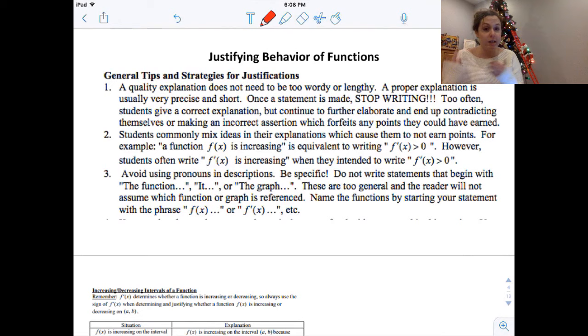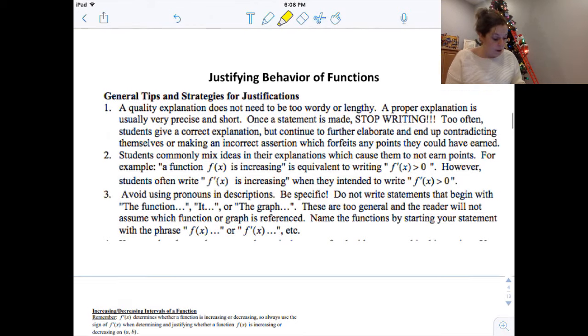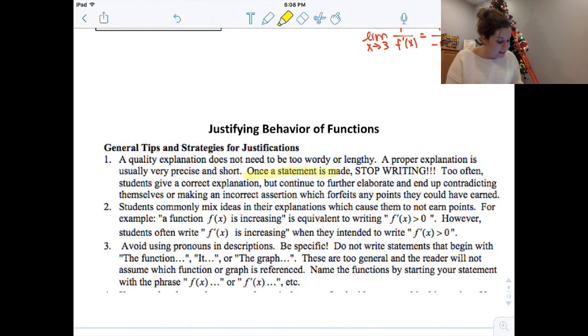So justifications, again, very quick points to hit. Once you've made the statement that you want to make, stop writing. The more you explain, sometimes the more likely you're to get stuff wrong. Make sure that you know the difference between increasing and saying the derivative is positive. Those both in a student's mind can mean the same thing. The problem is if you say f is increasing, you've done no calculus, right? So if you mean to say that f is increasing, say f prime is positive. Okay, make sure that you're using calculus.